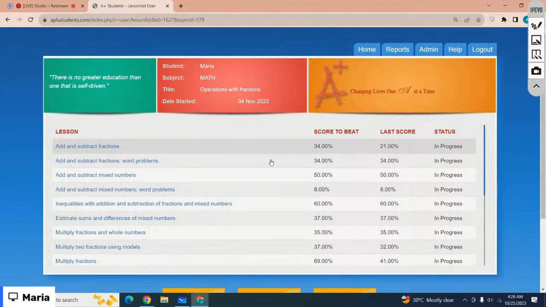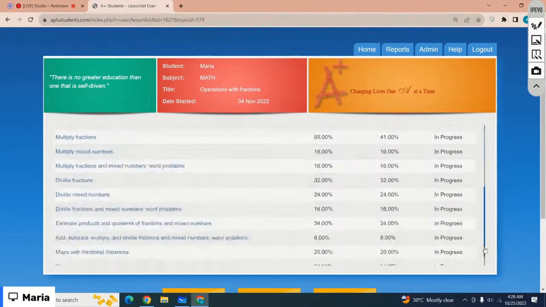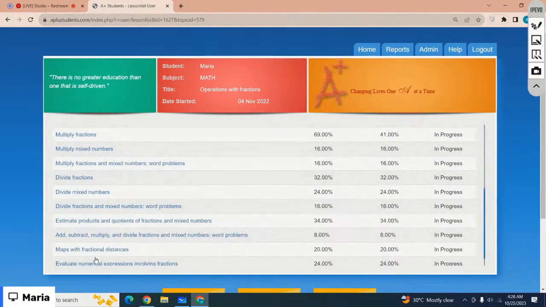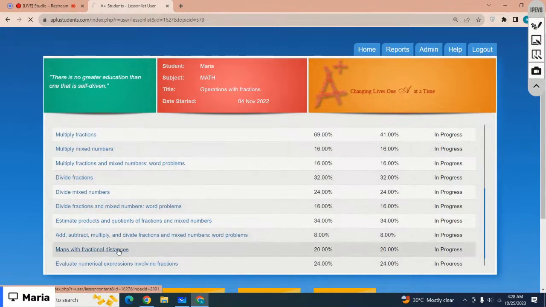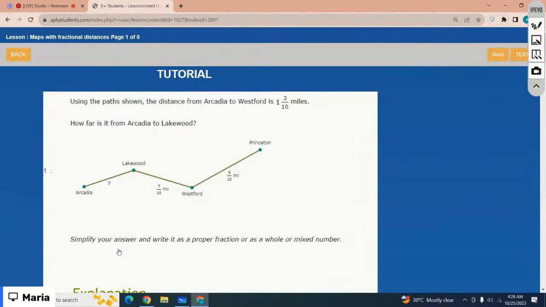Okay, the next lesson is maps with fractional distances. You can do word problems on your own, right? Using the path shown, the distance from Arcadia to Westford is 1 whole 3 by 10 miles. How far is it from Arcadia to Lakewood? So basically the distances you are given are in fractions. You have to add them like we do fractions, right?